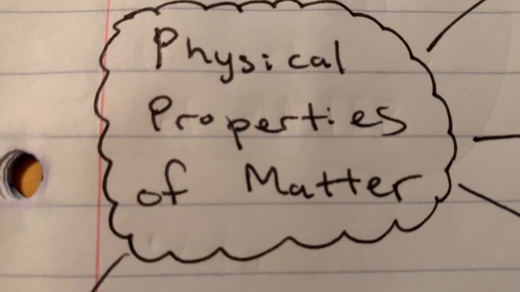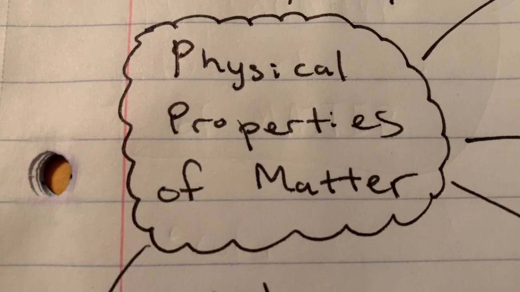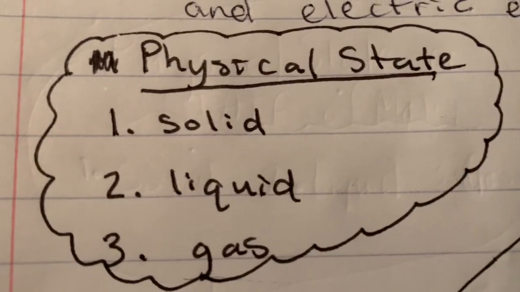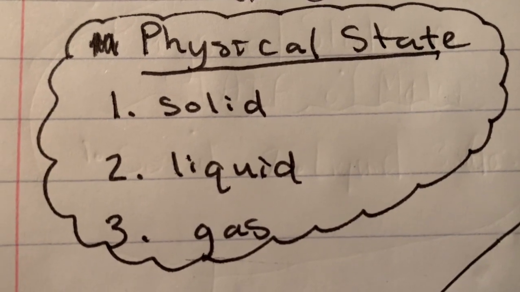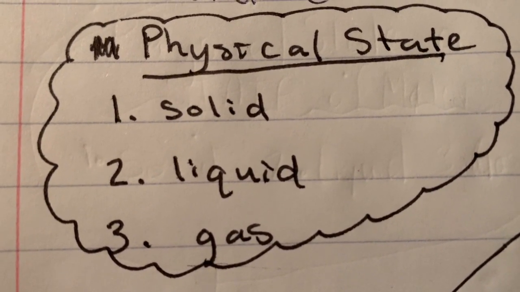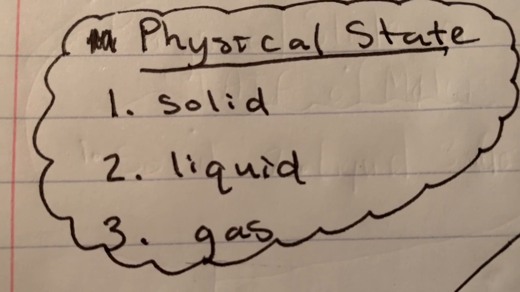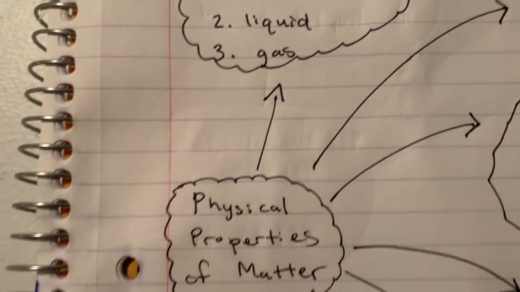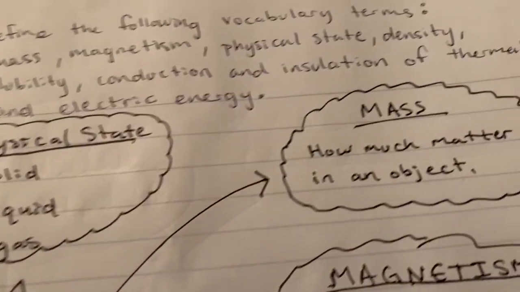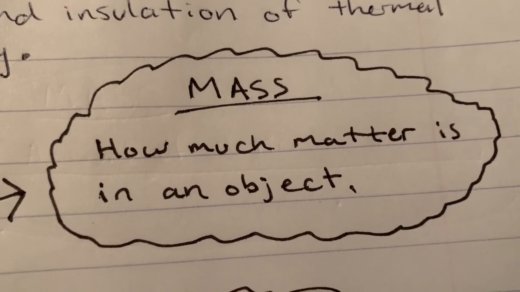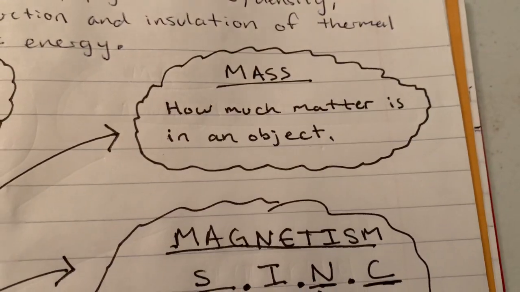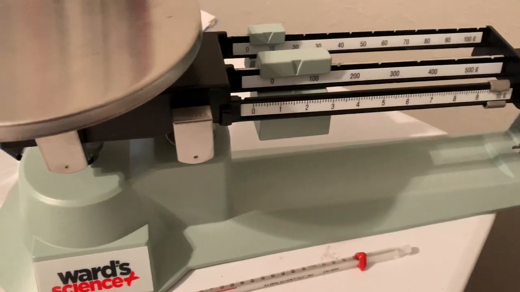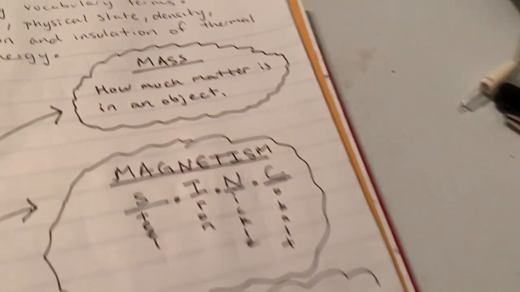This unit that we're covering right now goes over classifying matter based on its physical properties. Yesterday we talked about and focused on one of these, and that was the physical state. We know that there are 3 physical states of matter. So if we classify matter by physical state, there can be up to 3 groups: solid, liquid, and gas. Now, we also mentioned another one, mass. Mass is how much matter is in an object. And we use tools such as a triple beam balance and a double pan balance to help us do this.